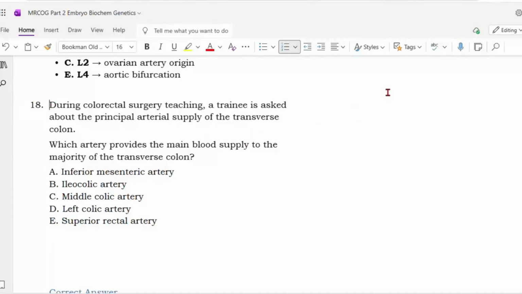During colorectal surgery teaching, a trainee is asked about the principal arterial supply of the transverse colon. Which artery provides the main blood supply to the majority of the transverse colon? Inferior mesenteric artery, iliac artery, middle colic artery, left colic artery, superior rectal artery.